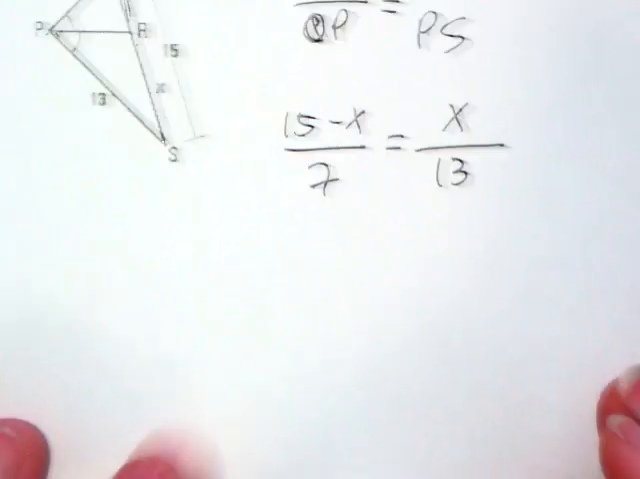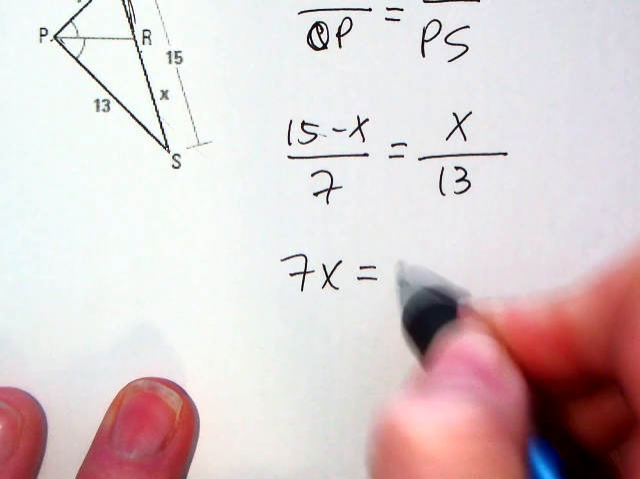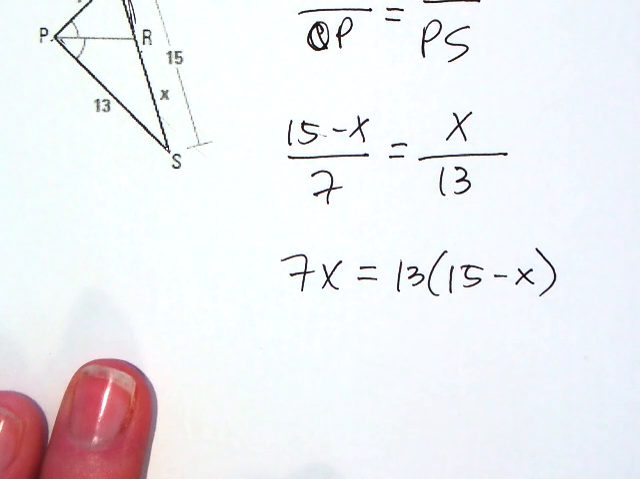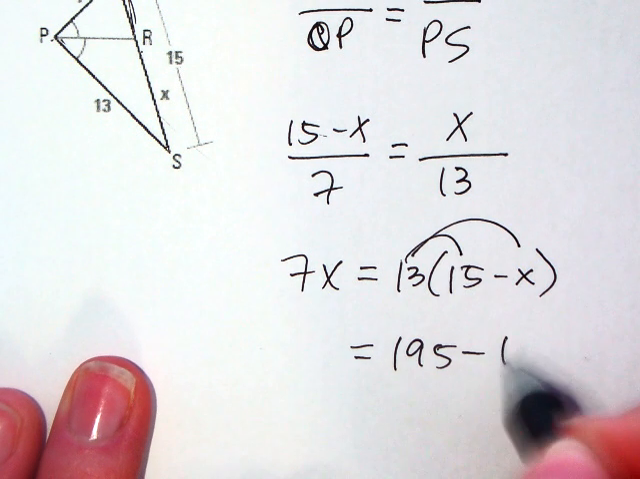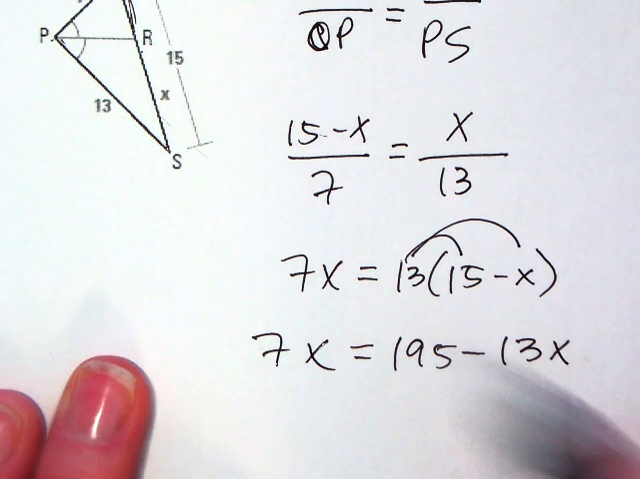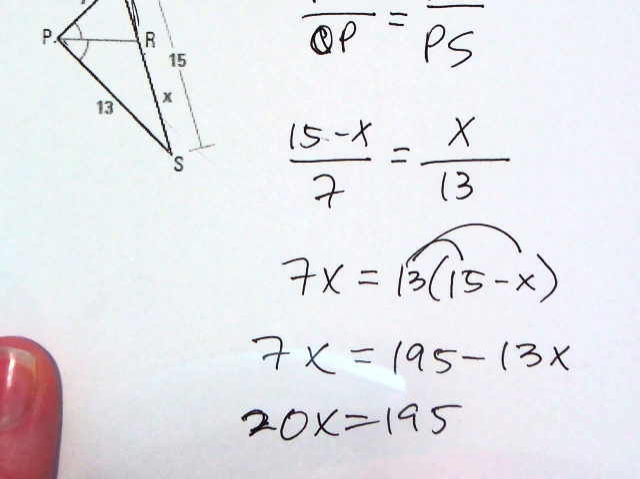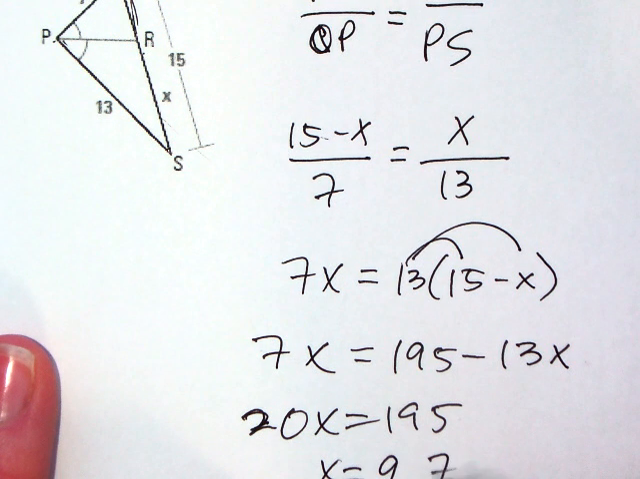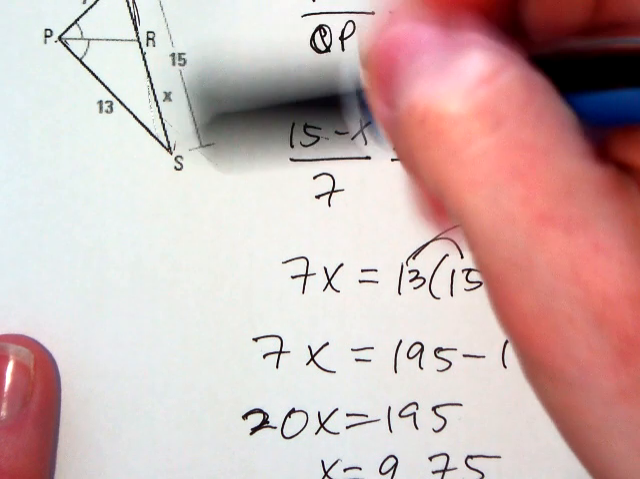So now we just have some math to do. A little bit of solving. So 7 times X is 7X. When I do this, I need to make sure that the 13 stays outside, so I distribute that. So 13 times 15 is 195, and then minus 13X. I'll add 13X over, and then I'll divide 195 by 20, and I'll get X is about 9.75. Okay? And that X is right there. That's RS. That's what we were looking for.